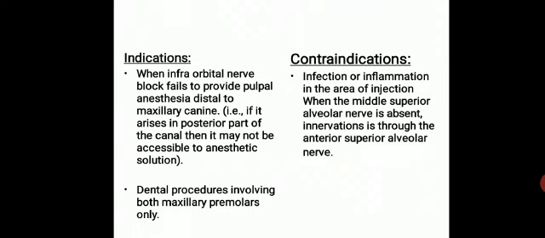Now the signs and symptoms. Subjective: the upper lip should be numb, and there will be no pain in objective symptoms. Precautions: do not insert too rapidly and too close to the periosteum.